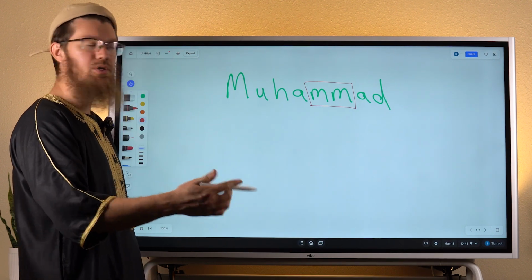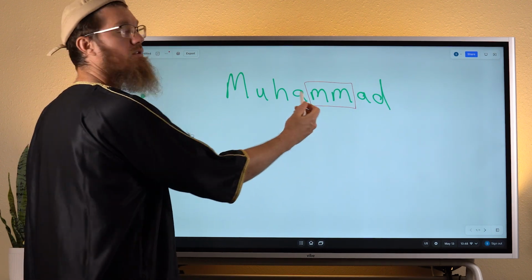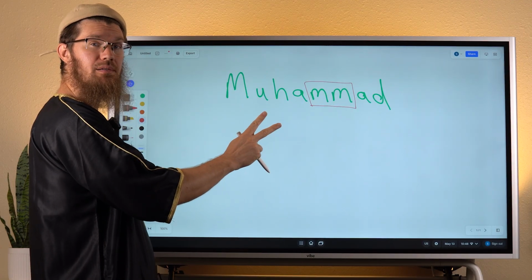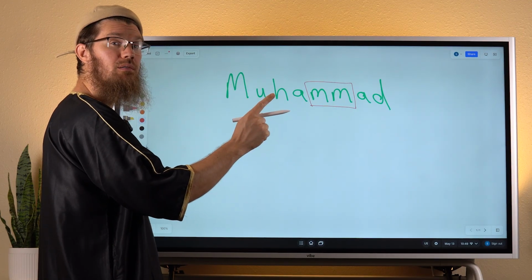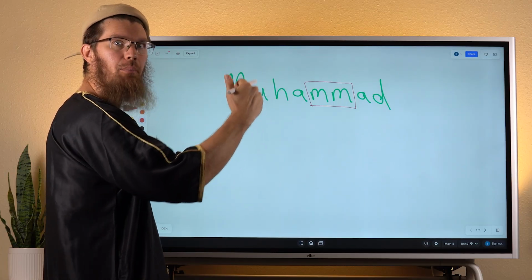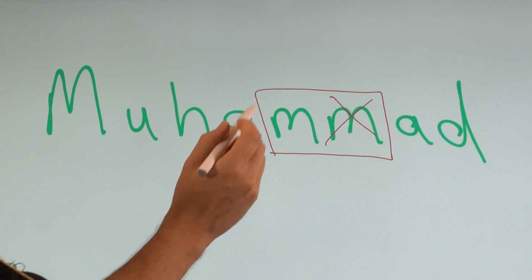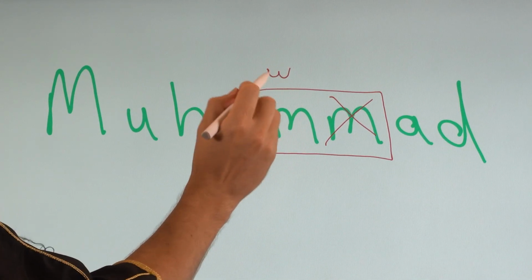Now in the English language, they would just write the same letter twice. However, in Arabic, instead of writing the same letter twice, you're going to write it just once, but you're going to add a shadda above it. So for example, you'd remove one of the M's and instead write a shadda above just one.